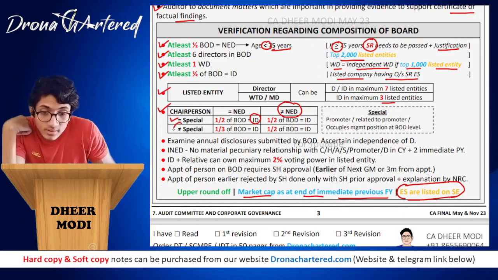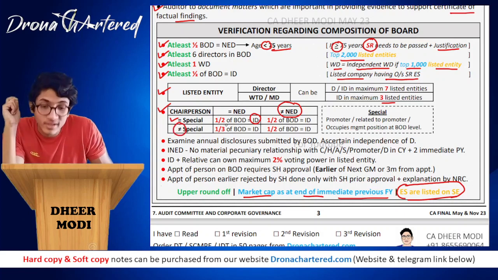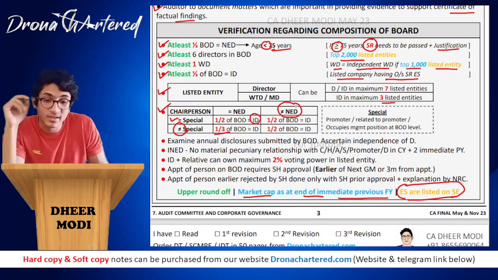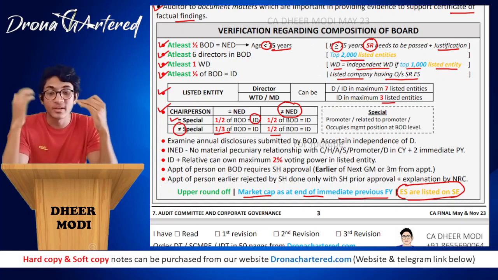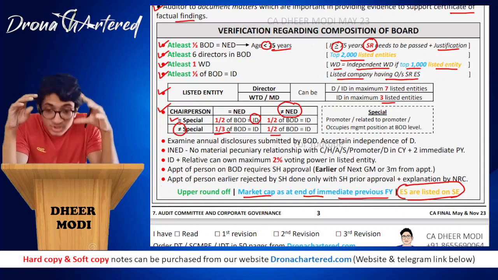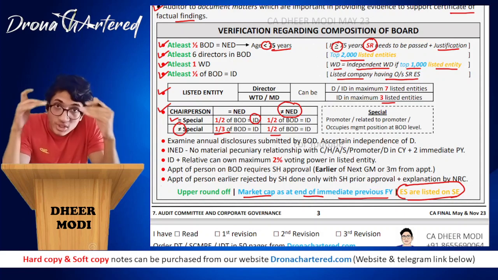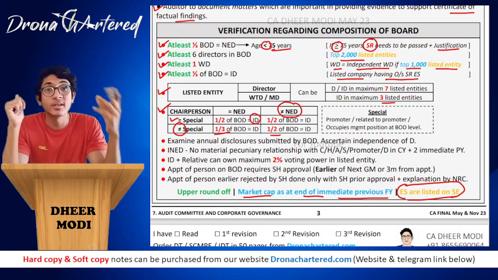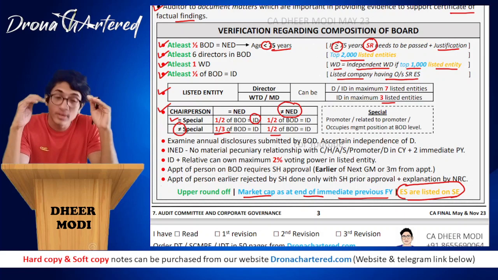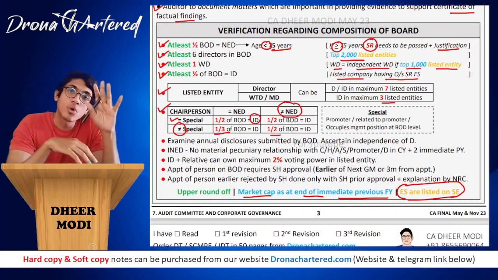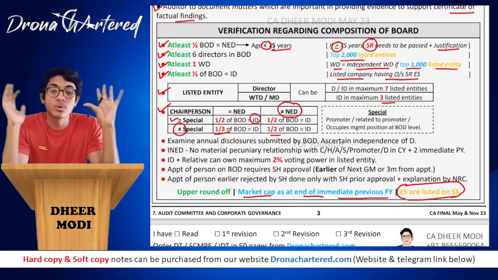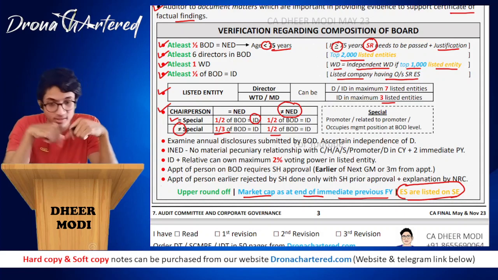However, if he is not special, and he is a non-executive director, in such a case, it is 1/3 of BOD shall be independent directors. And while this is the same, again, half of BOD is independent directors. So what you can say is, if the chairperson is a non-executive director and he is not special, only in that case it is 1/3 of BOD's independent directors. In all other cases, it is half of BOD is independent directors.